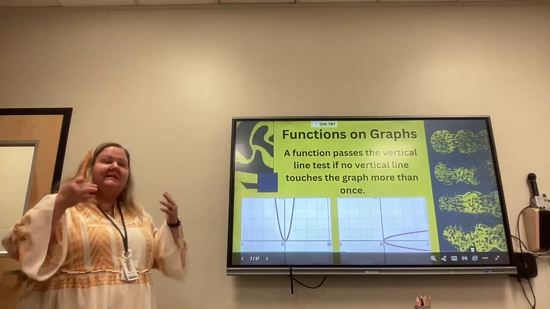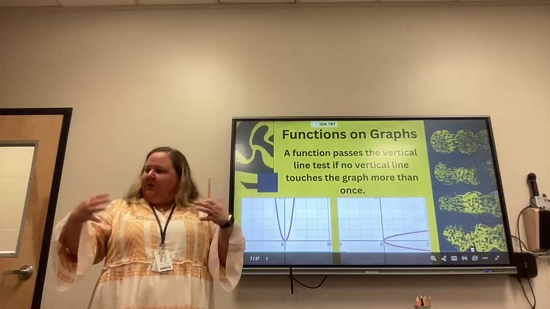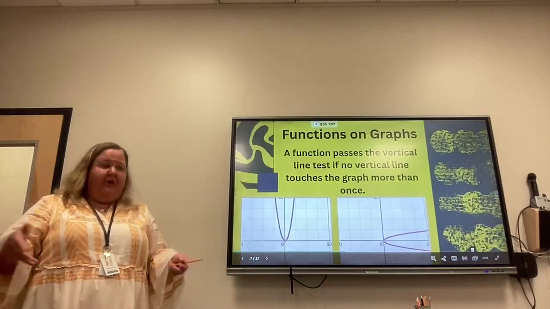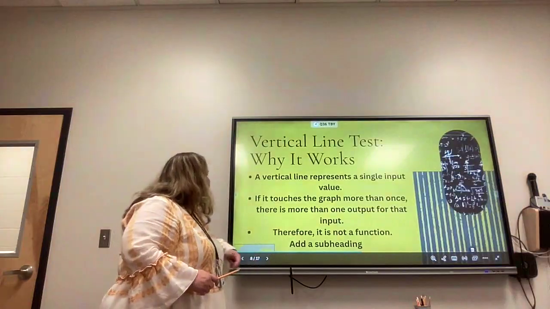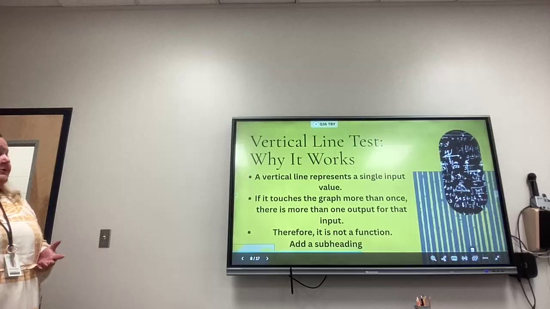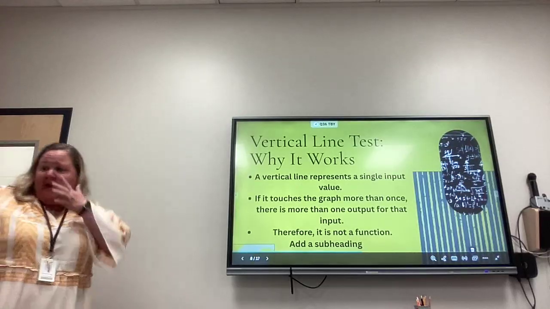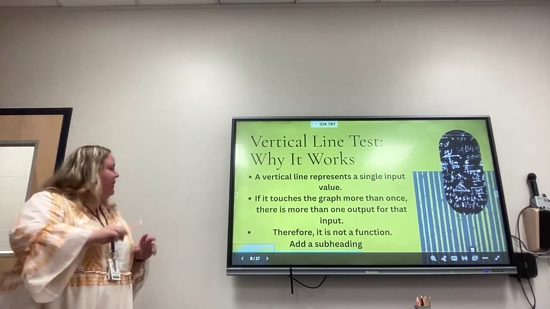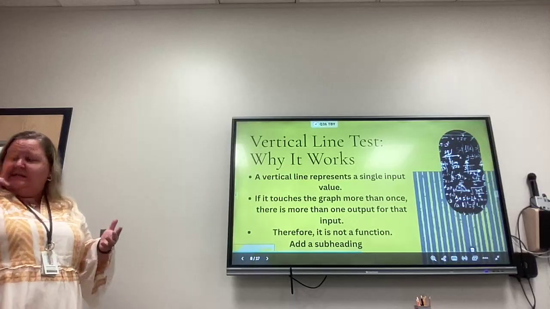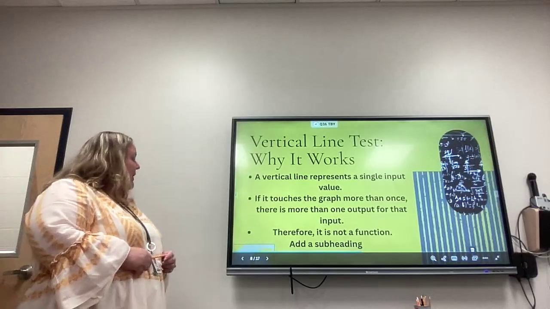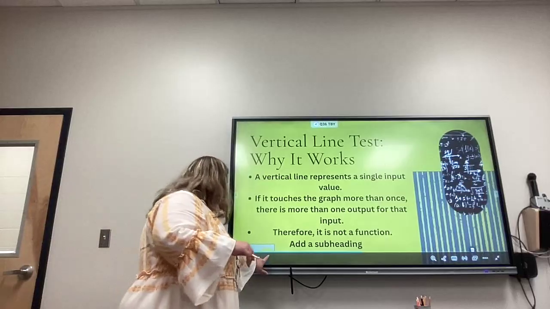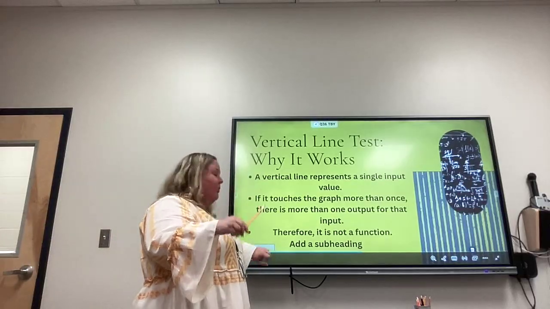Those X's repeat. The definition can be a little confusing. That's why I always like to say your X's aren't going to repeat on a function. So the vertical line test is just taking a vertical line representing a single input value. So that input goes across, it's only ever going to touch once. If it touches the graph more than once, there's more than 1 output. So that C shape a second ago, that was an example. Therefore, it is not a function, and I had a mistake there on my screen. So if it touches more than once, it's not a function.